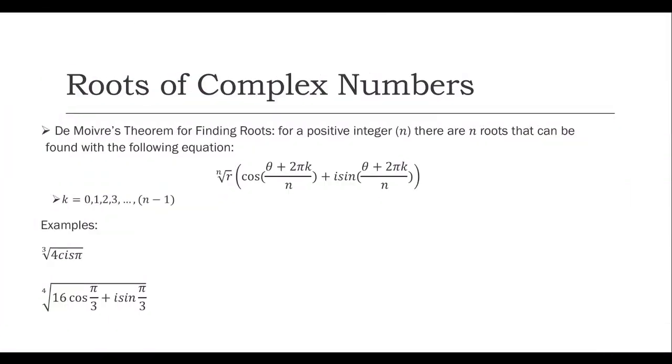Now we can use de Moivre's theorem to find roots of complex numbers. For a positive integer n, there are n roots that can be found with the following equation. So here's our equation.